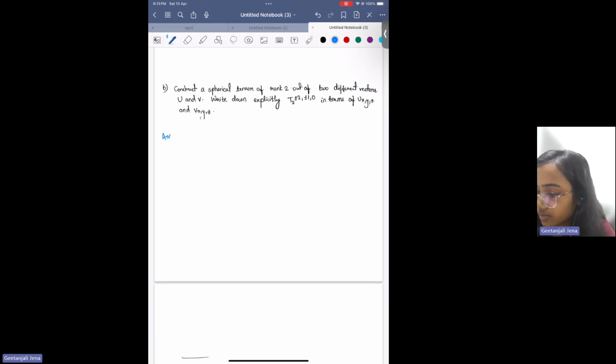So for the second part, it is asking about construct a spherical tensor of rank 2 out of two different vectors u and v, and write down explicitly t2 plus or minus 2, plus or minus 1, 0 in terms of ux, y, z and v, x, y and z. So it is asking me about construct a spherical tensor of rank 2.